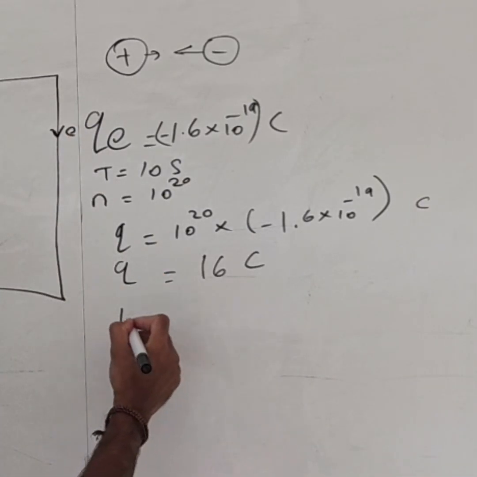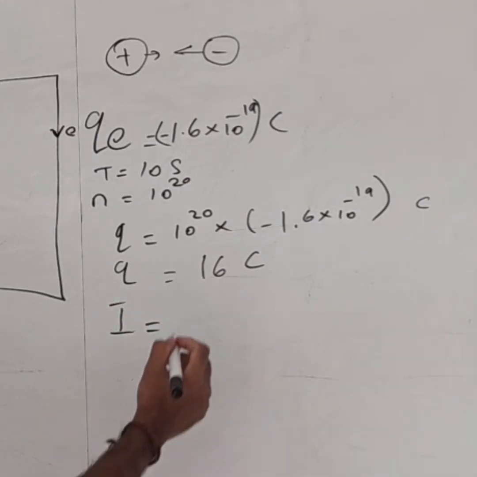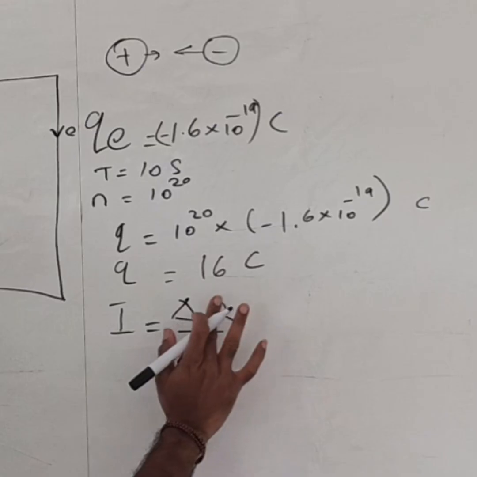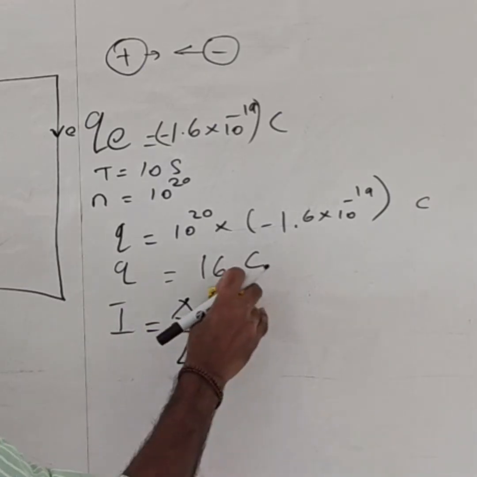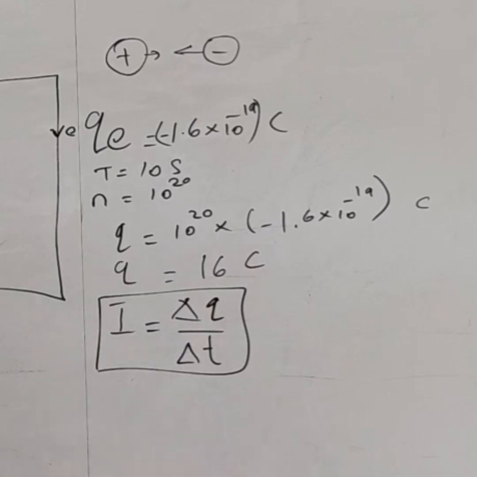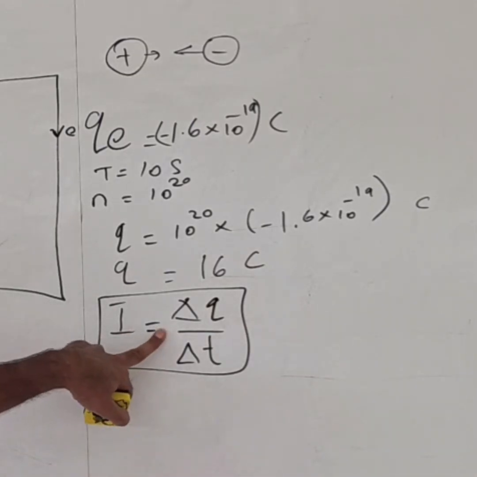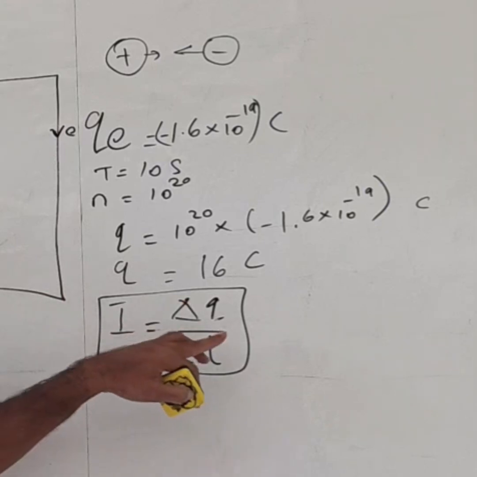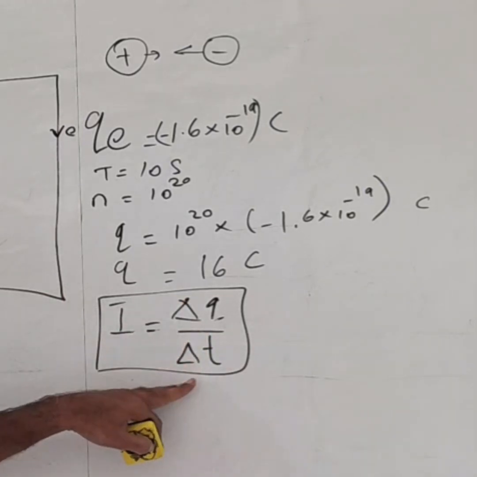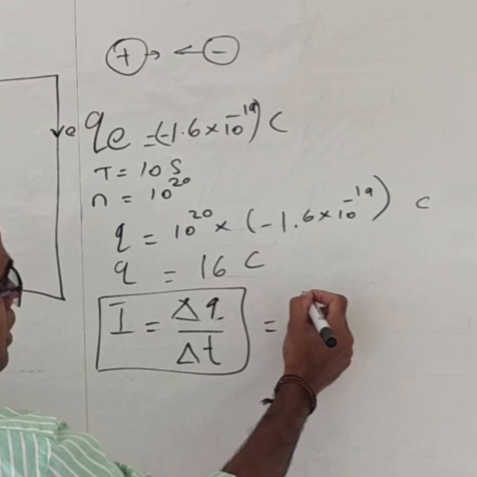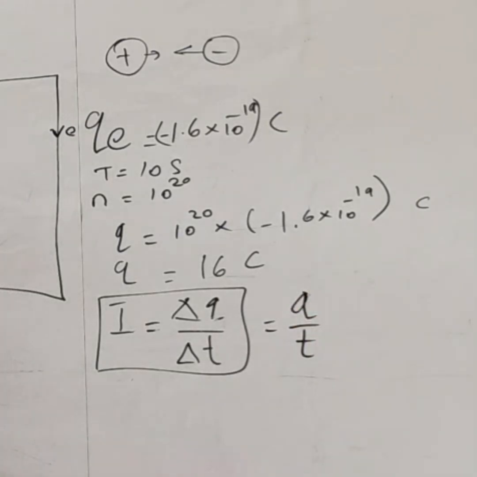There is a definition for the current: I equals delta Q over delta t. Don't get confused with this delta. The meaning of delta is change. What is the change in the charge divided by the time period? So simply you can remember Q over t.